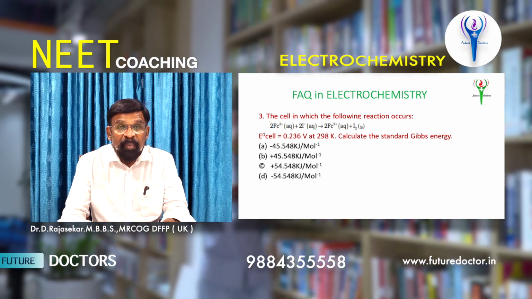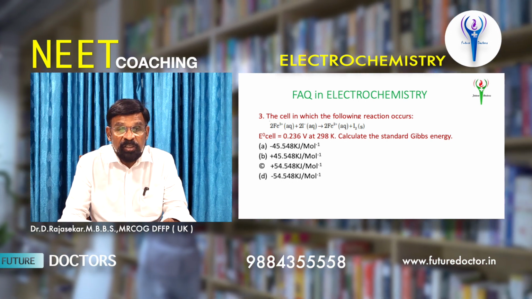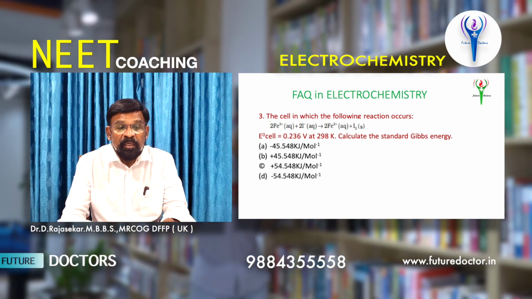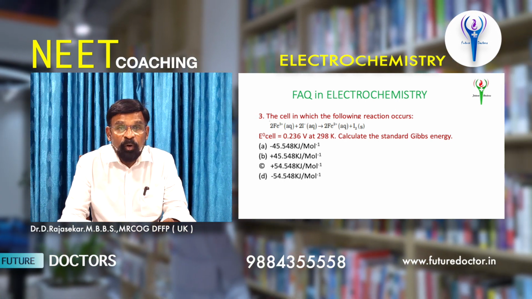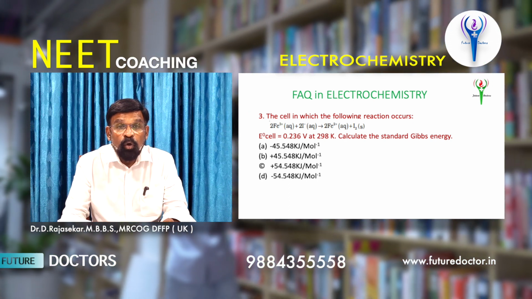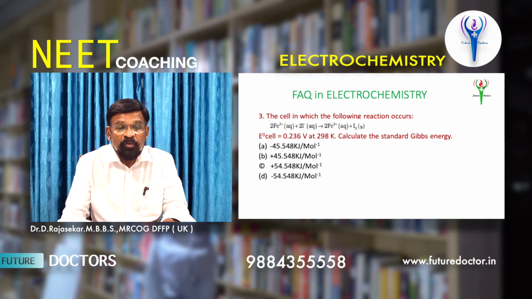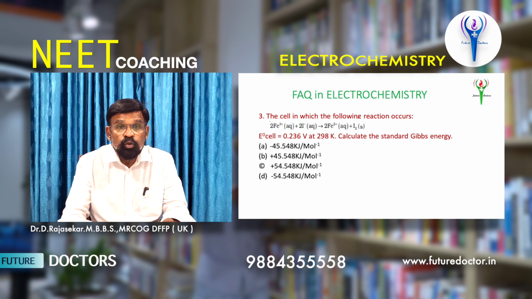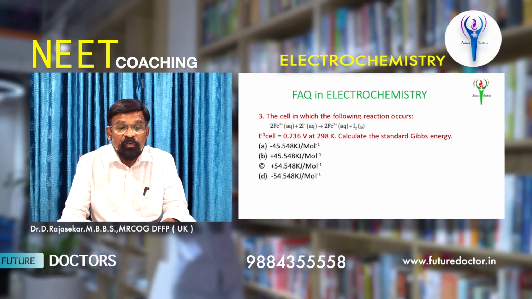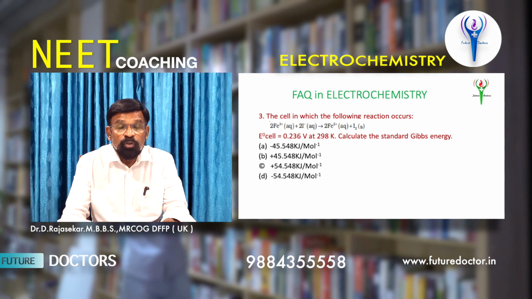Option A, minus 45.548 kJ/mol. Option B, plus 45.548 kJ/mol. Option C, plus 54.548 kJ/mol. Option D, minus 54.58 kJ/mol.